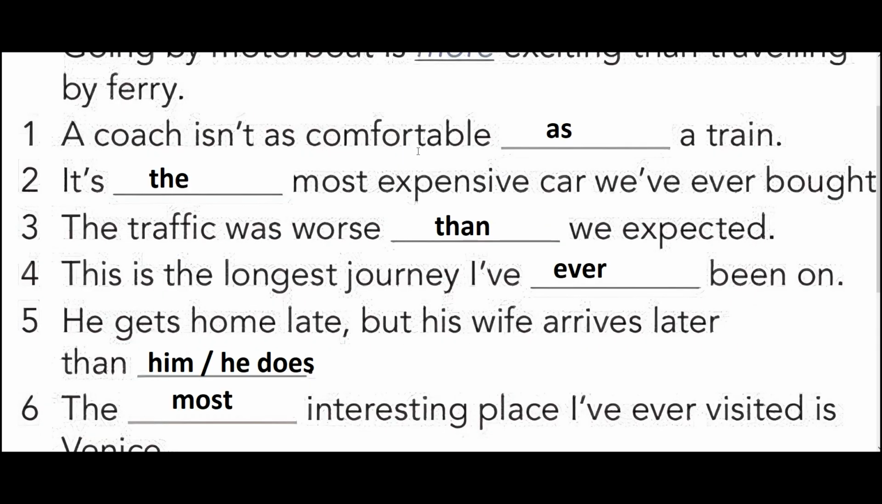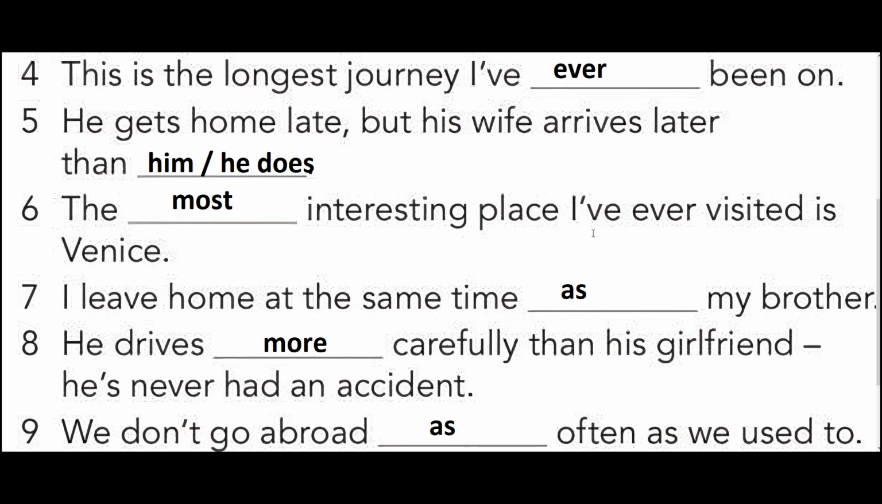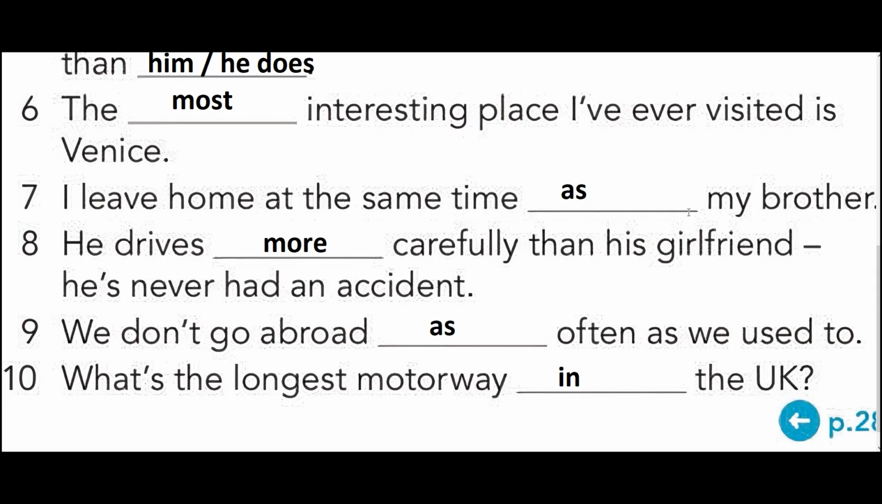A coach isn't as comfortable as a train. It's the most expensive car we've ever bought. The traffic was worse than we expected. This is the longest journey I've ever been on. He gets home late, but his wife arrives later than him. The most interesting place I ever visited is Venice. I leave home at the same time as my brother. He drives more carefully than his girlfriend. He's never had an accident. We don't go abroad as often as we used to. What's the longest motorway in the UK?